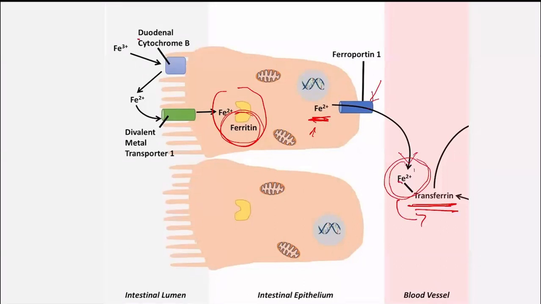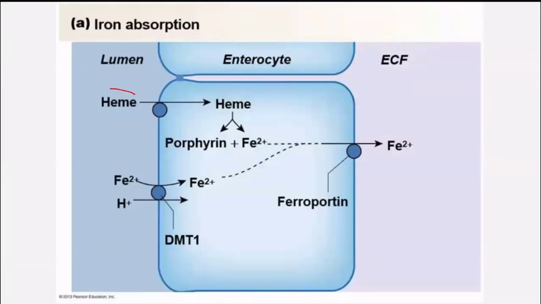Heme is totally different, by the way. Heme is a combination of porphyrin and iron in the red blood cells. It's basically the molecule that binds to oxygen. So heme has its own transporter, and then iron has its own transporter, which is DMT1. Just know that.